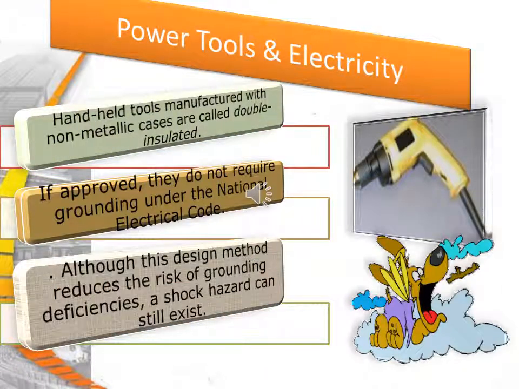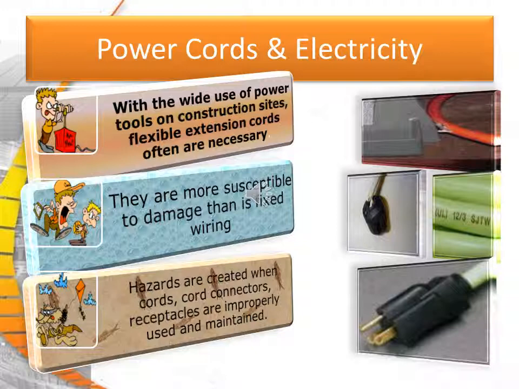Power tools are often used in an area where there is considerable moisture and wetness. Although the user is insulated from shock, that does not mean that they are resistant to shock. A shock hazard still exists. With the wide use of power tools on construction sites, flexible extension cords are often necessary, and they are more susceptible to damage than fixed wiring.